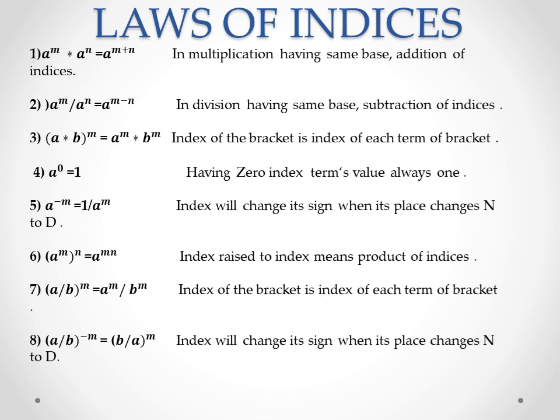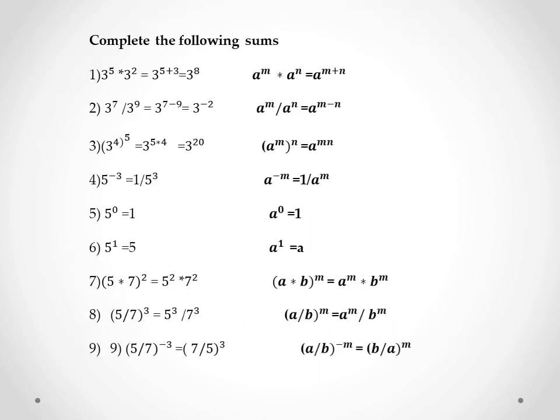In the third rule, a multiplied by b is given. In the seventh rule, it is a upon b. Means in division also, in a bracket, the outer index is given to each term, so a raised to m upon b raised to m. The 8th rule, a upon b raised to minus m equal to b upon a raised to m. Here also, the numerator changes to denominator and the denominator changes to numerator, and then only the index sign is changing. You already studied all these rules in 7th.